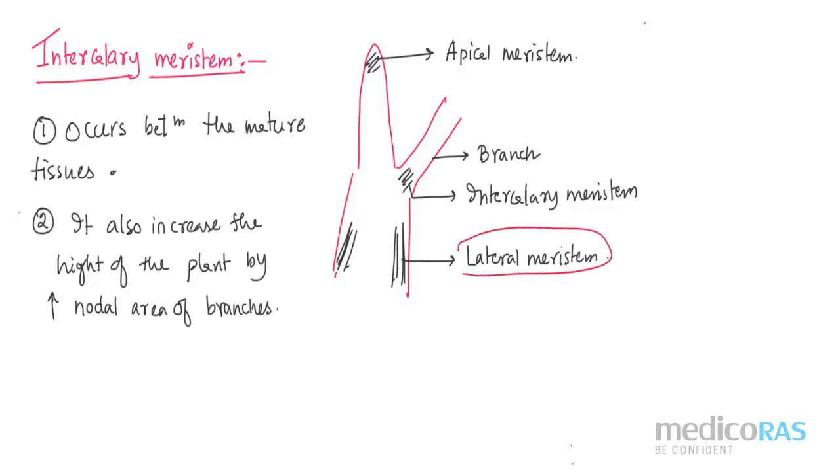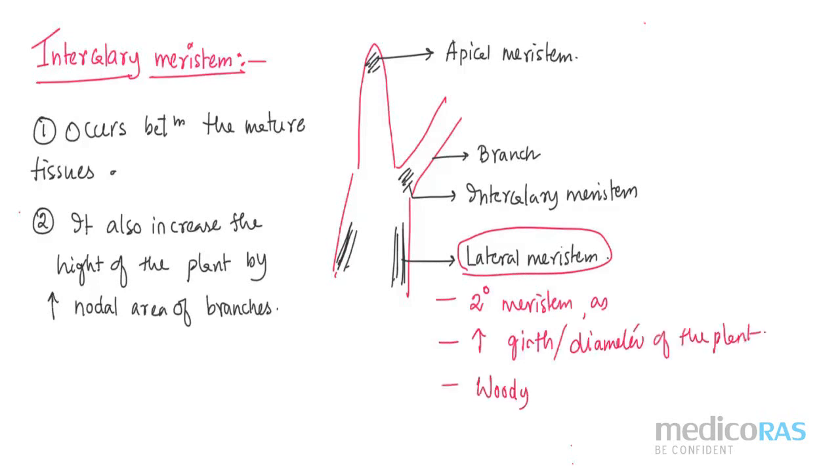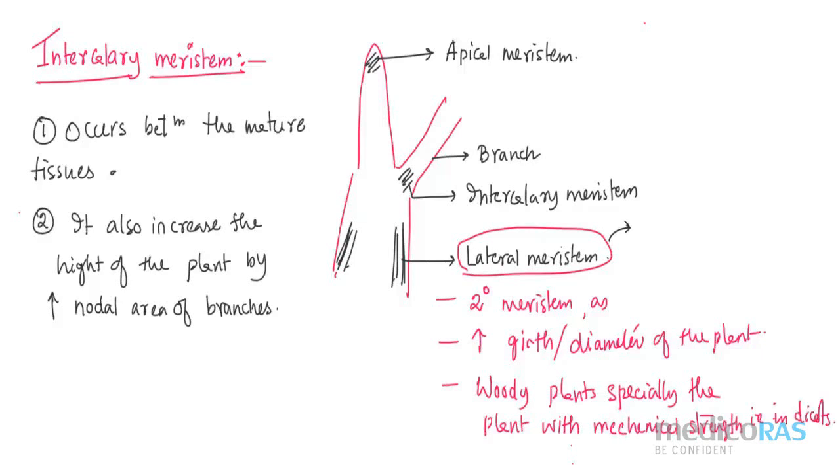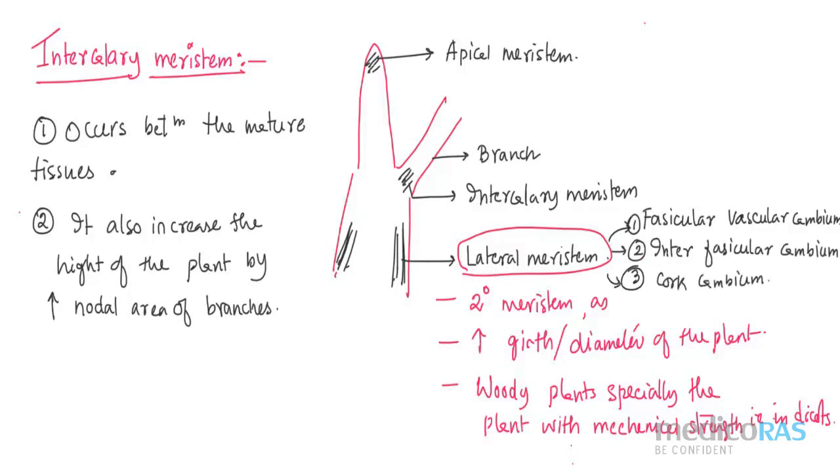The lateral meristem is also known as secondary meristem, as it can increase the girth or the diameter of the plant. Due to this, it is commonly observed in woody plants, especially plants with mechanical strength, that is among dicots. Lateral meristem can develop into fascicular vascular cambium, interfascicular cambium and cork cambium. This part we will see when we discuss the cambial ring activity.